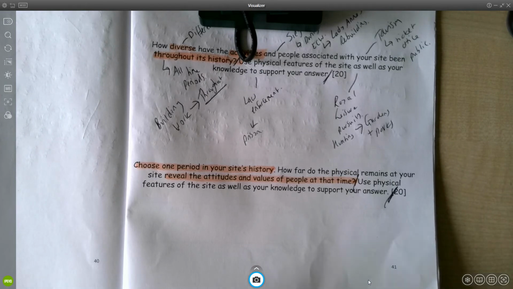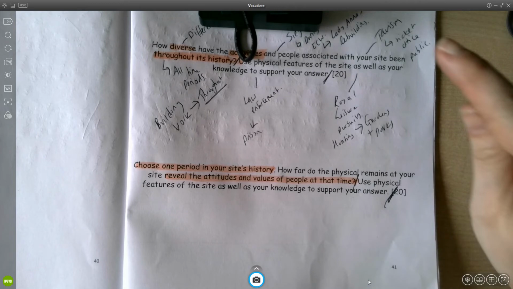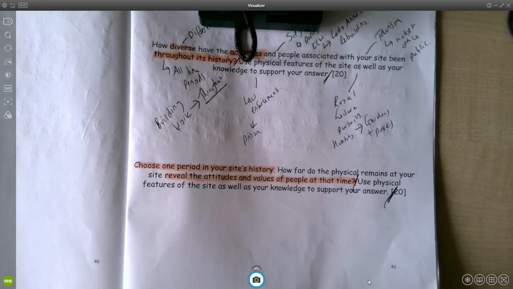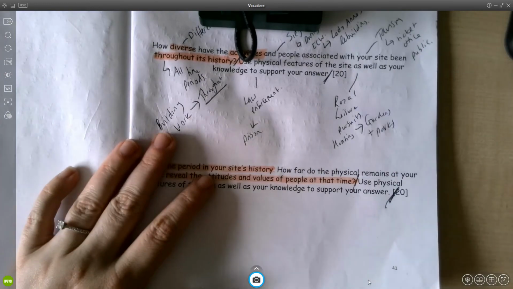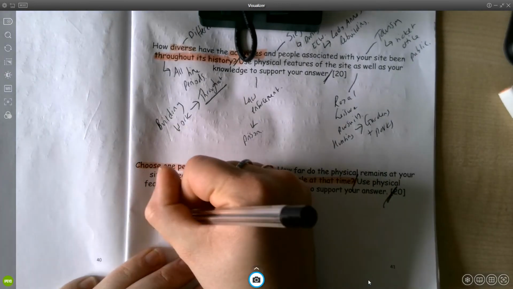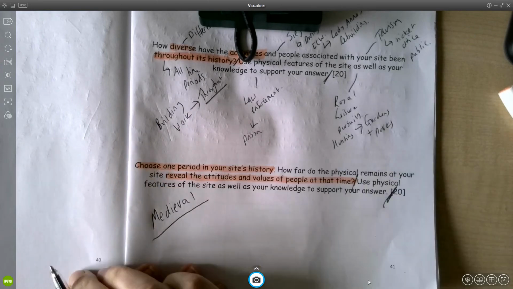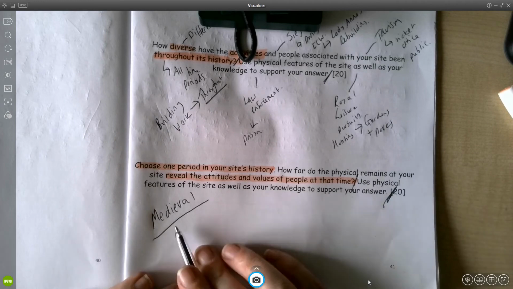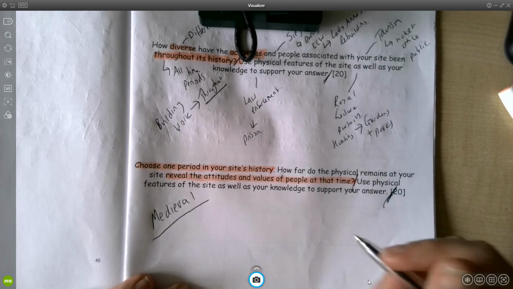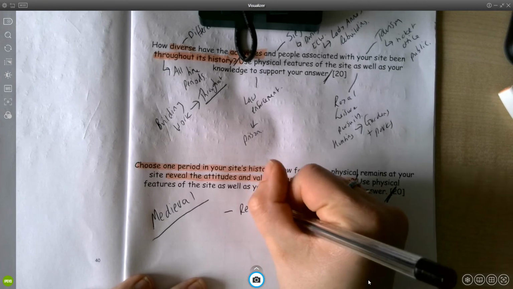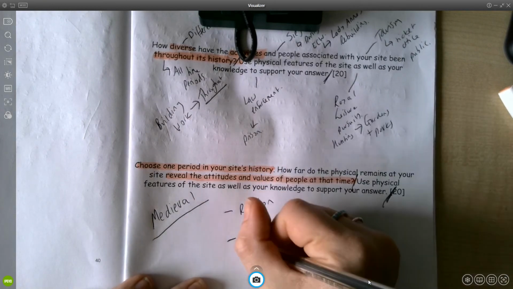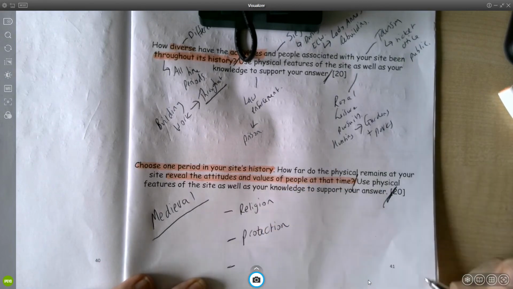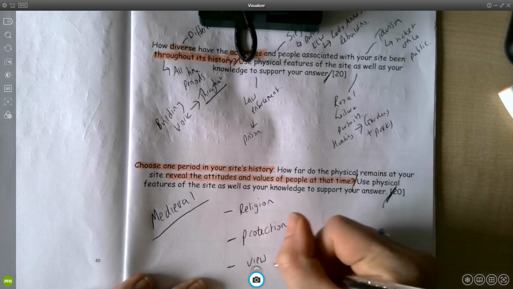Now, on first glance, this question seems better than the other one. But actually, for Skipton Castle, if you get a question like this, use the medieval period. Because there's a number of different physical remains that can tell you about the attitudes and values of people in Skipton. It can tell you about the importance of religion, the importance of protection, and the views towards women.